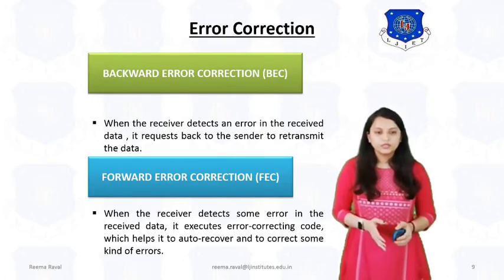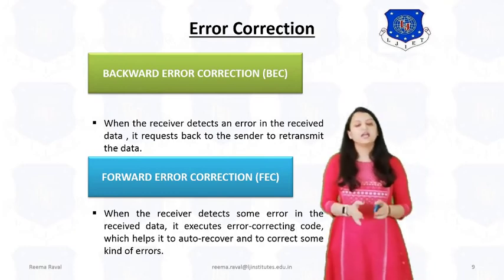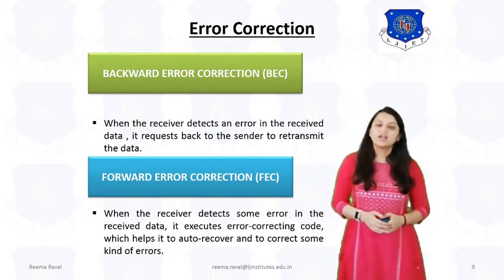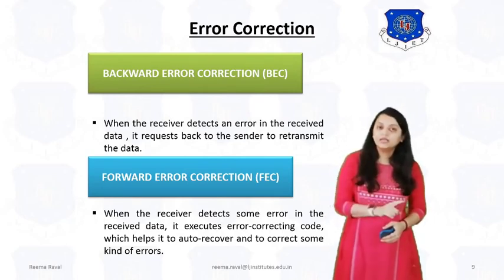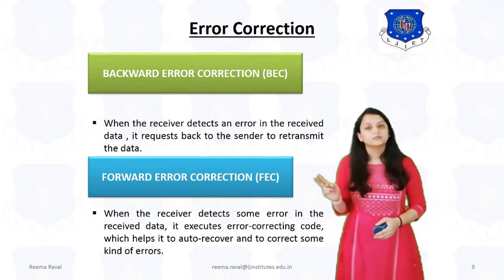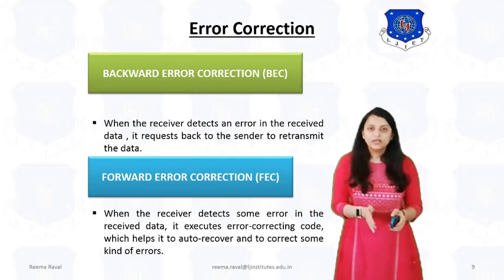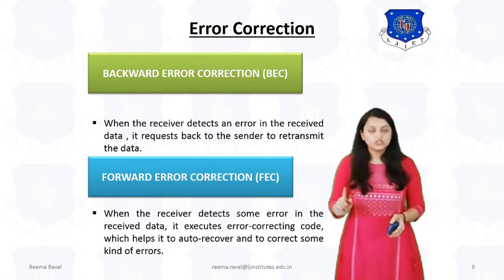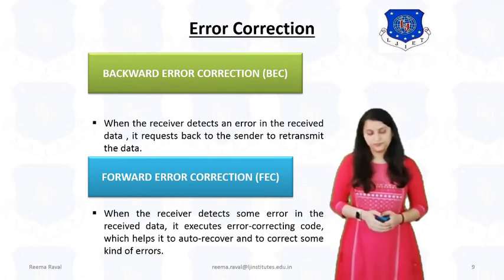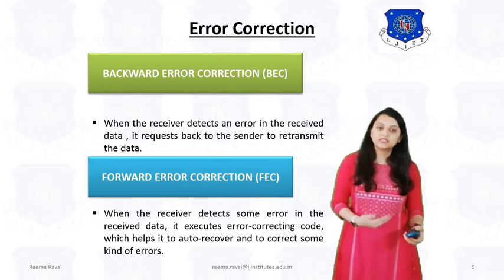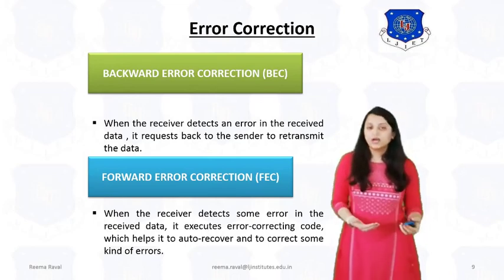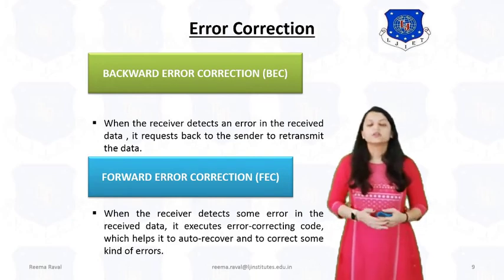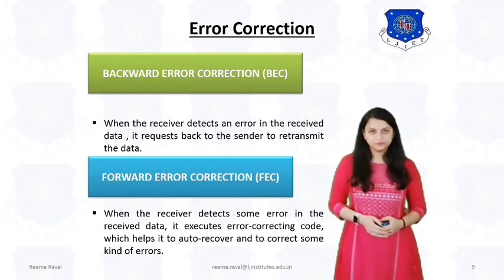So we have seen the different types of errors. As we have seen, errors are divided into 2 types: single bit error and burst error. Single bit errors are those in which not more than 1 bit is changed, only a single bit is changed. And if more than 1 bit is changed during transmission, if there is an error in more than a single bit, we call it a burst error.